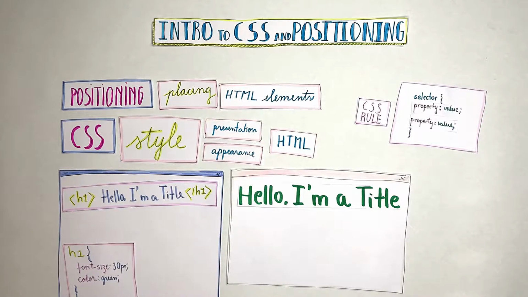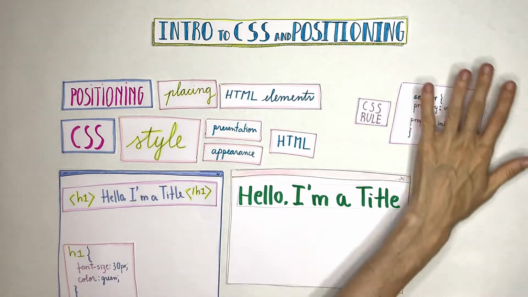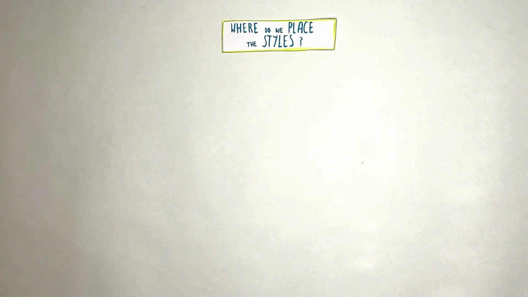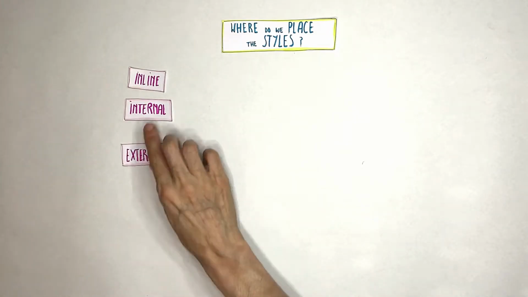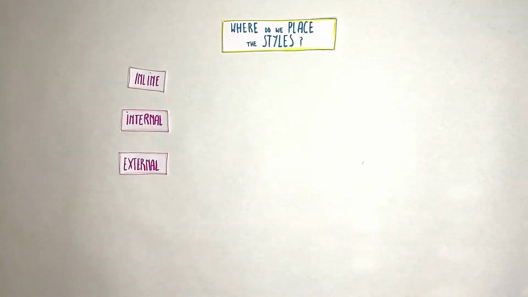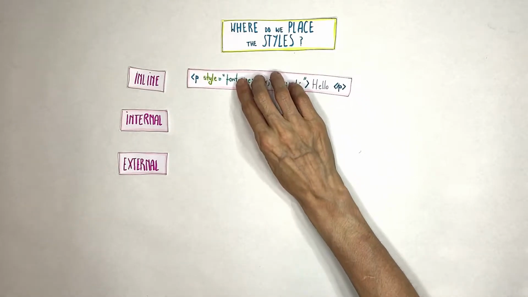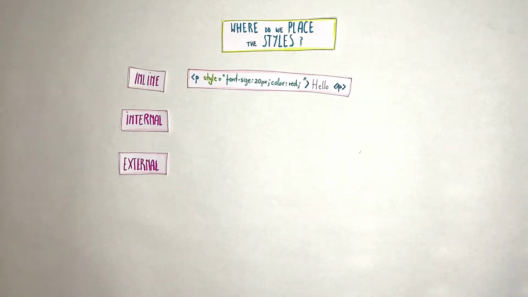So we have the HTML elements we want to style and the CSS rules to create the styles we want to apply to those HTML elements. The next question is, where do we place those styles? Styles can be located in three different places: inline styles, internal styles, and external styles. Inline styles are added as attributes of the HTML elements they are applied to. We use the style attribute and then within quotes we place the styles we want to apply to that element.